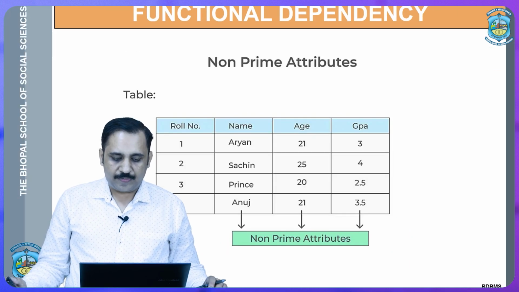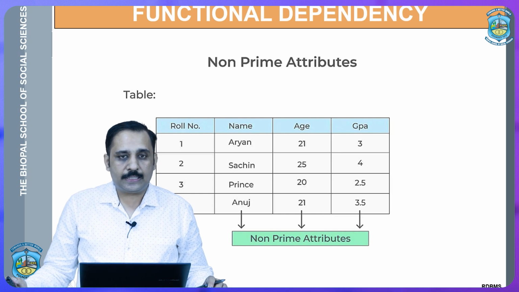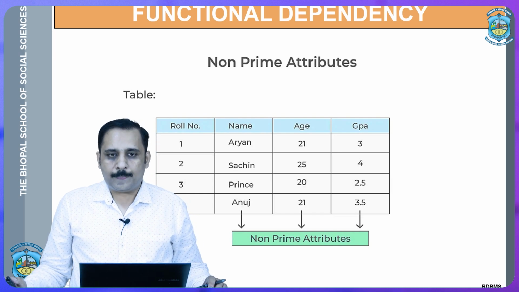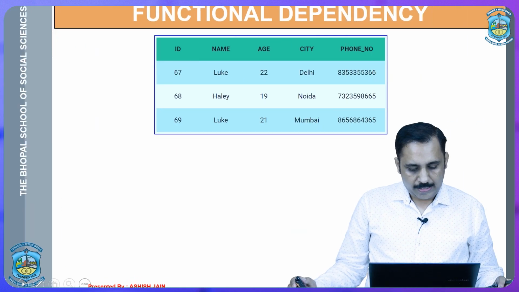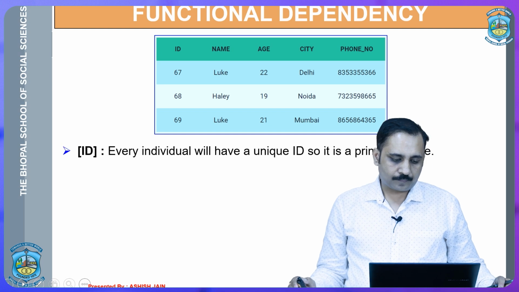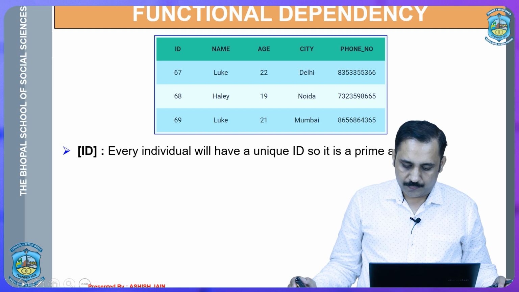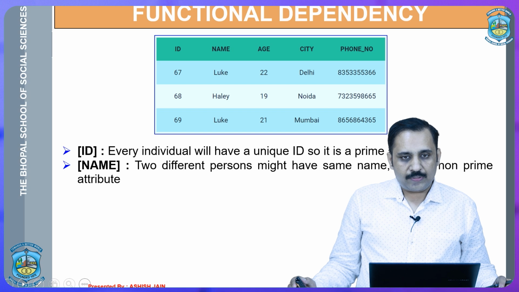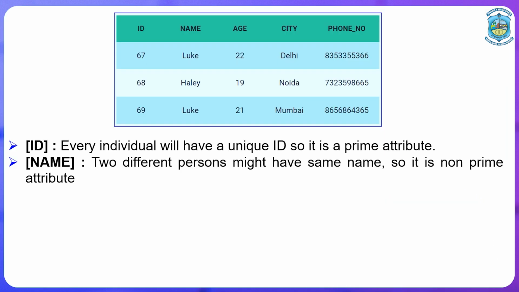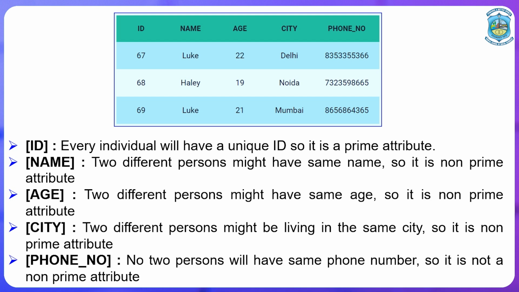Here in this example, we have a table. In this table, the first column is roll number, in which none of the roll numbers are repeating. They are unique, so we can consider them as a prime or key attribute. All the other attributes depend on this key attribute, so they are called non-prime attributes. In this other example, let us identify the value of ID. In the ID, we have different individual unique values, so it can be considered as a primary key. Name: two persons can have the same name, so this is not a prime attribute, it is a non-prime attribute. Similarly, age, city and phone number are all non-prime attributes.